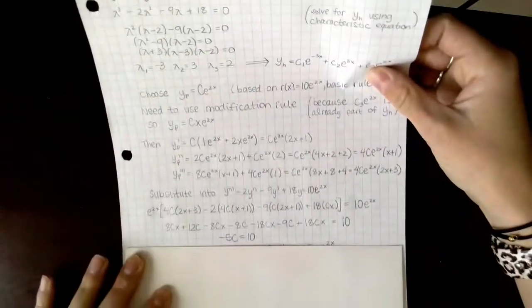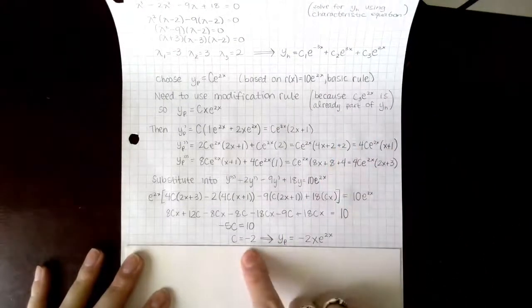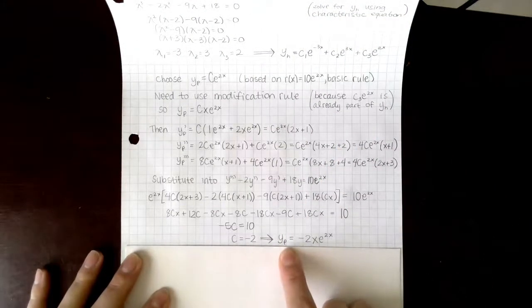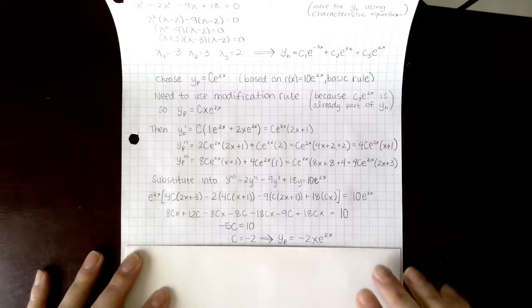Let me move this up a little. And then we can go ahead and solve that, and we find that c is equal to -2, which means our particular solution, y sub p, is equal to -2x e to the 2x.